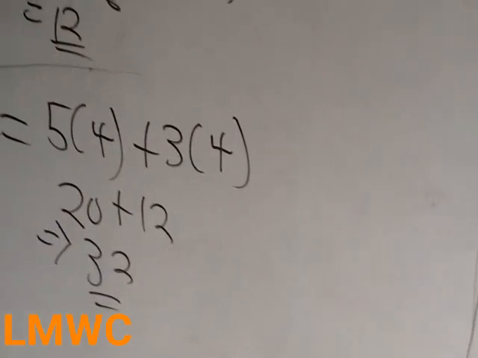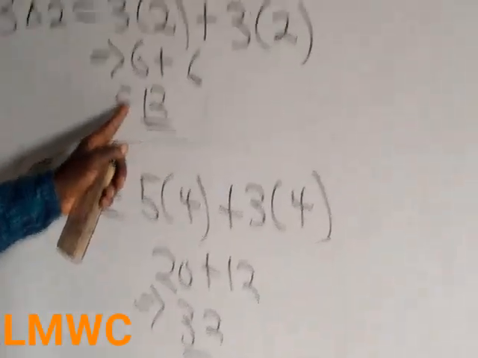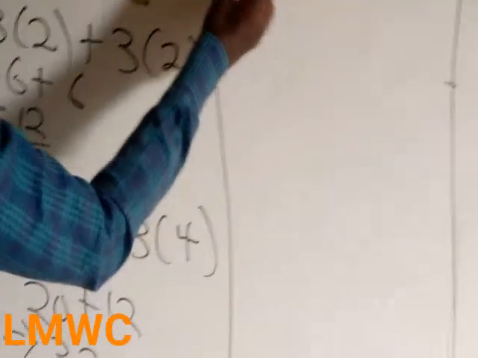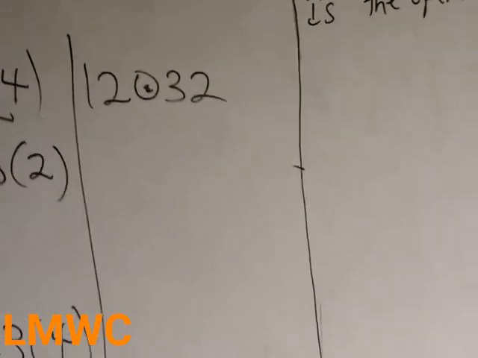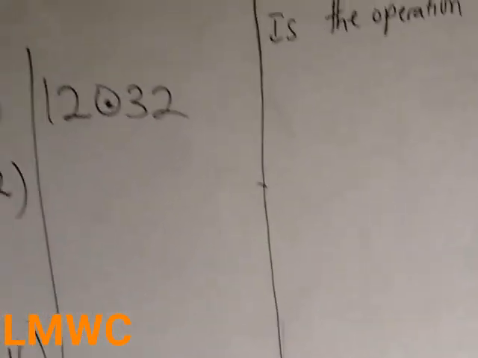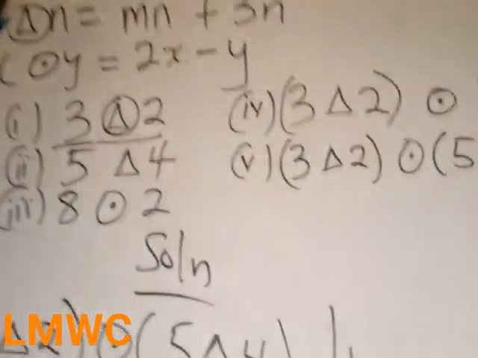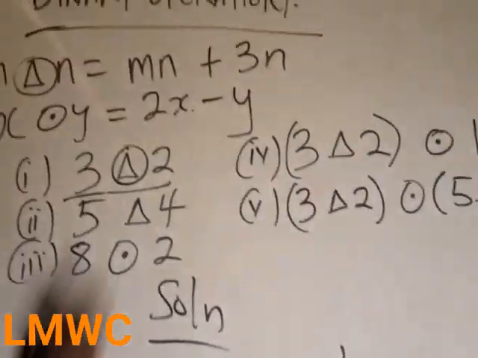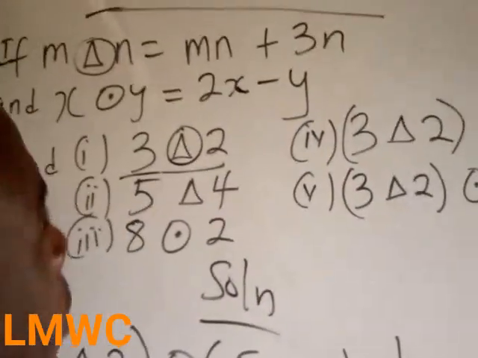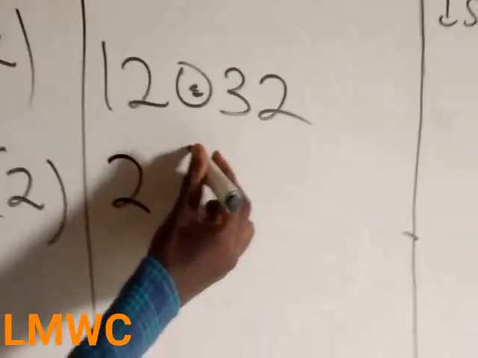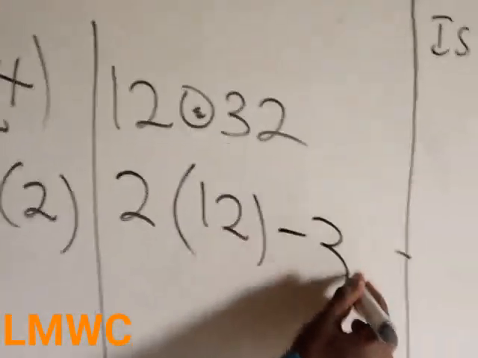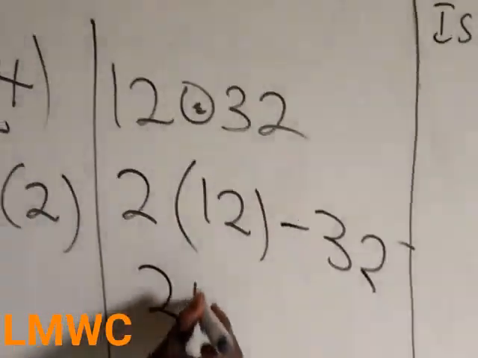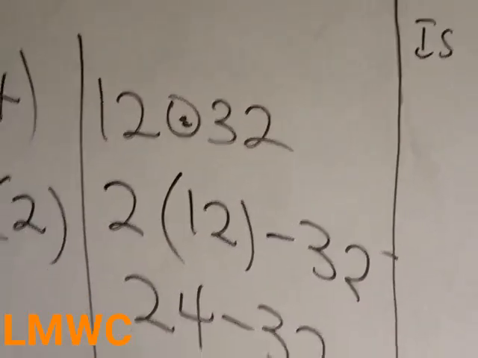We are having 32. And since we are having this as 12 and this as 32, it becomes 12 star 32. Because we now know the values for what? Our brackets. And 12 star 32, you use this formula, the second formula. You can't go for the first formula because they are talking of this symbol. So it becomes 2 times x minus y. What is the value for x? X is what? 12. X is 12 minus 32. 2 times 12, we are having 24 minus 32. So this will give us negative 8.